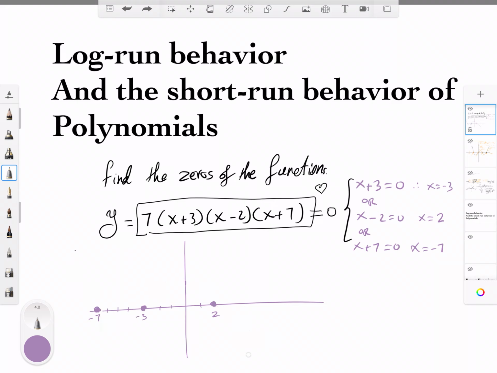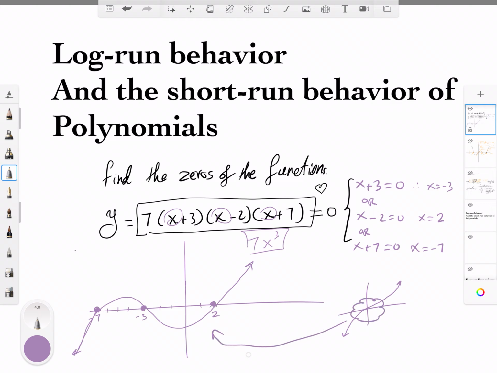Well, I will make it something like that. Should be like a chair, right? So from far away, if you see, this is a cube. If you multiply all the x, the first lead is going to be 7x cubed, the first term. So the long run behavior of this graph will be like a chair. But here, which is this one, all the zeros. So we find it. Let's have another example.